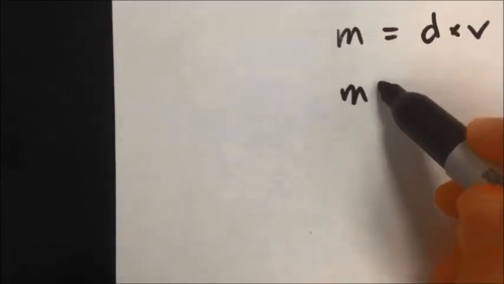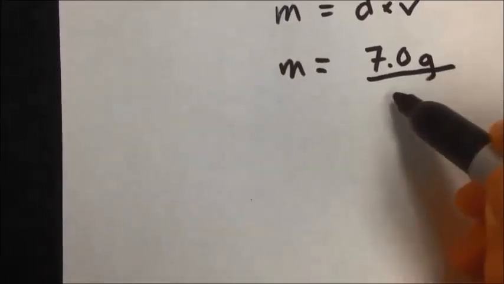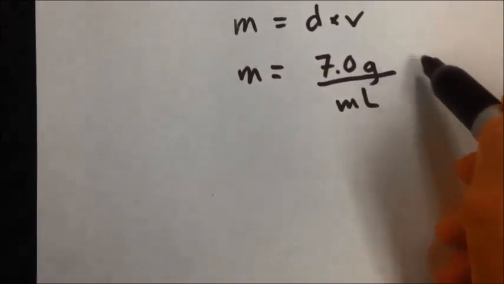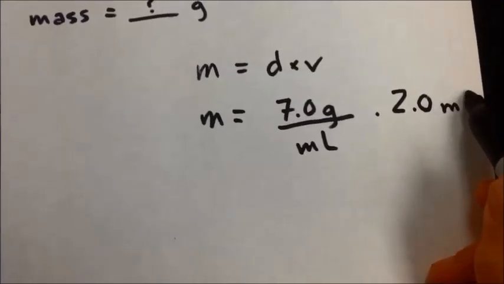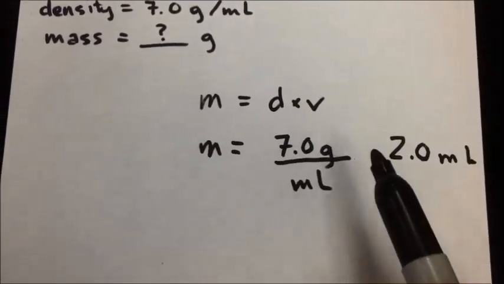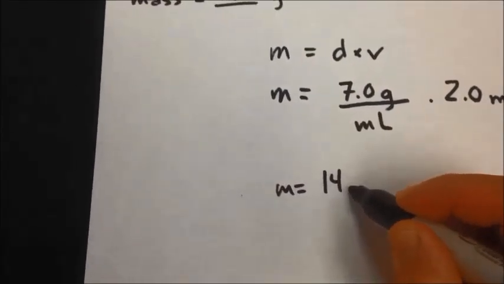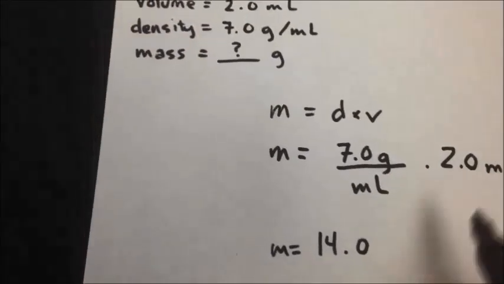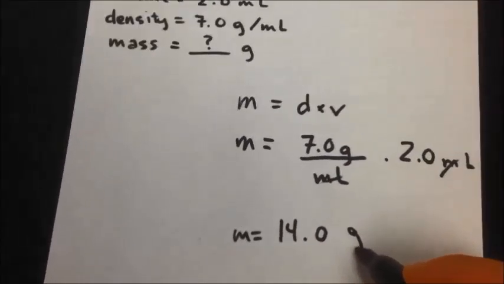So the mass equals, the density is 7.0 grams over milliliters, and that's all in the given information there. And then we're going to have this times 2.0 milliliters, the volume. When we multiply this out, we have 7 times 2 is 14. So the mass equals 14. And we have grams over milliliters over here, and we have milliliters on top here. So these milliliters actually cancel, and we're just left with grams.